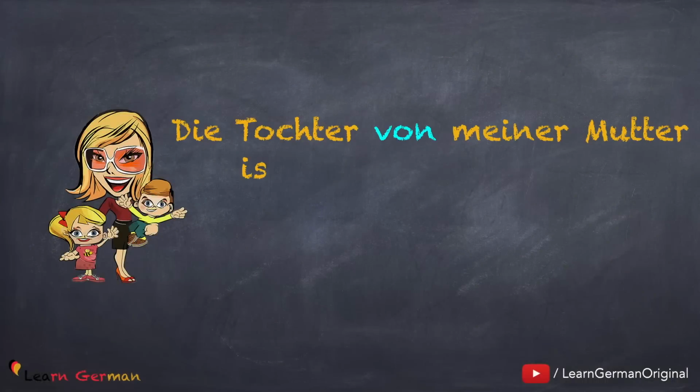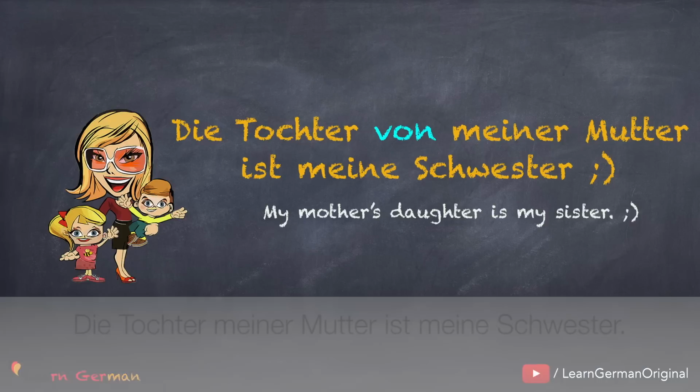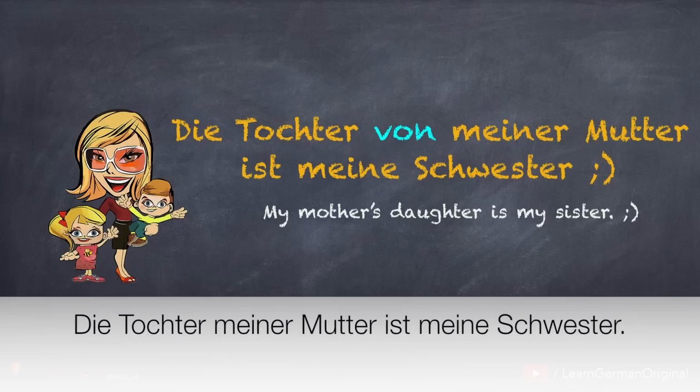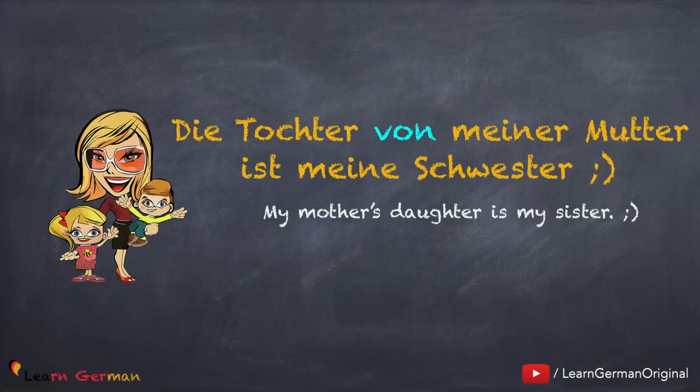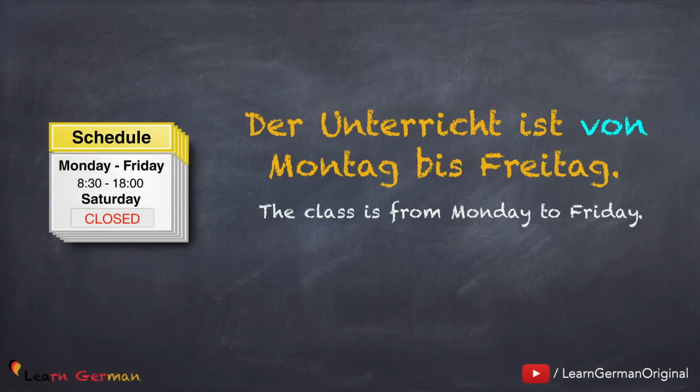Let's look at the next example. Die Tochter von meiner Mutter ist meine Schwester. Here also, von could be replaced by genitive. Die Tochter meiner Mutter ist meine Schwester. Not in all cases you can replace von with genitive. For example, in this one. Der Unterricht ist von Montag bis Freitag.